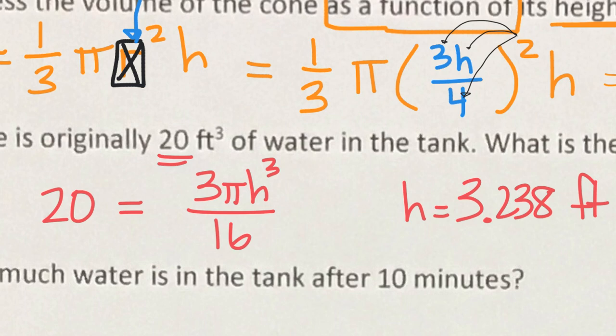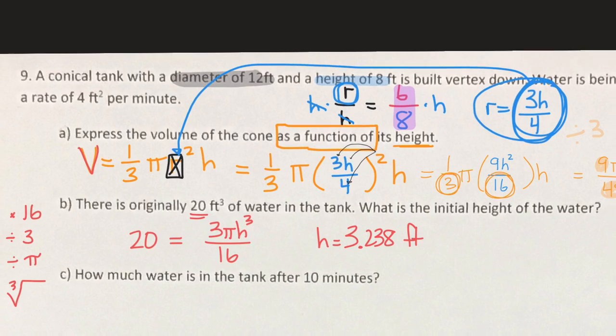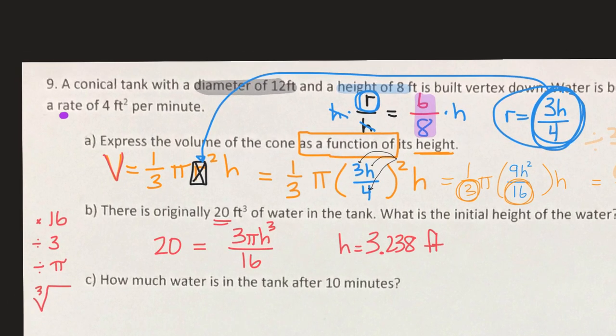What's the height of the cone of the water? It's the same thing. So part C, how much water is in the tank after 10 minutes? To answer this question, we go back to the rate. How fast is the water being filled up? And that says at a rate of 4 cubic feet per minute.